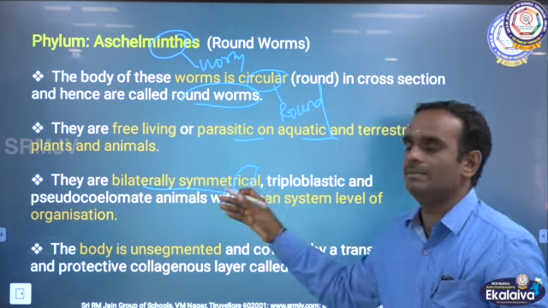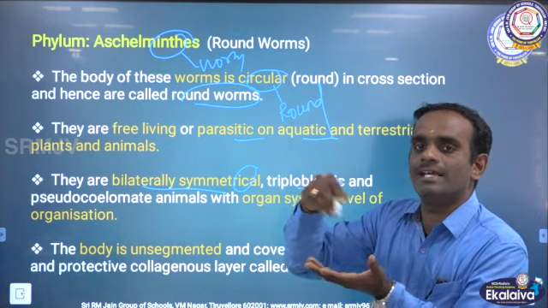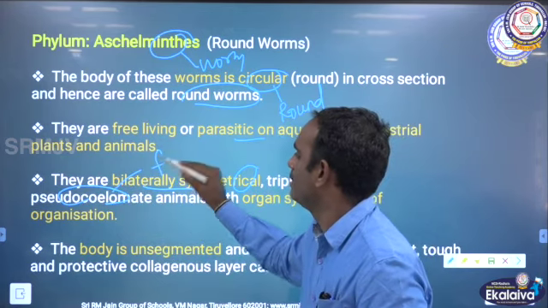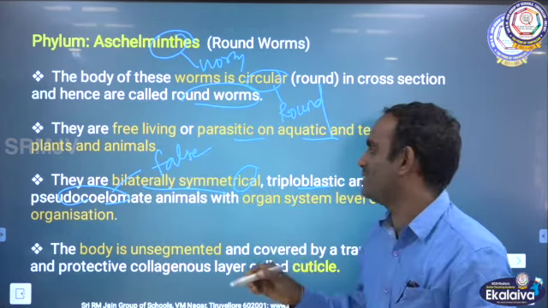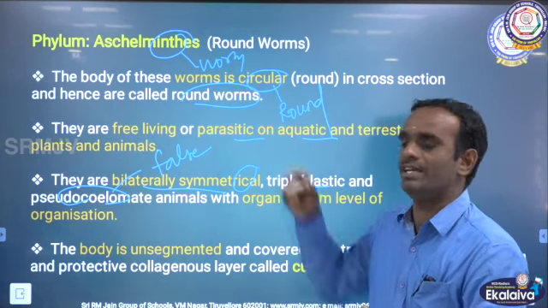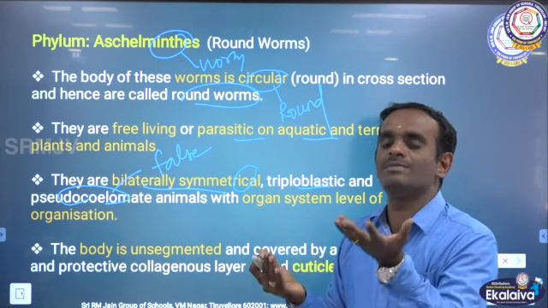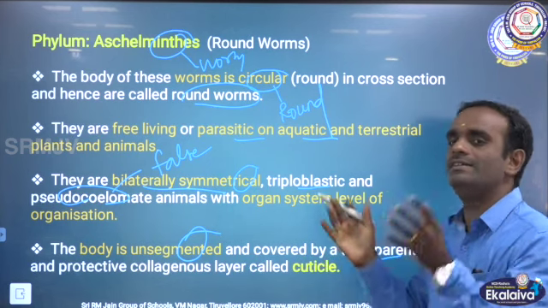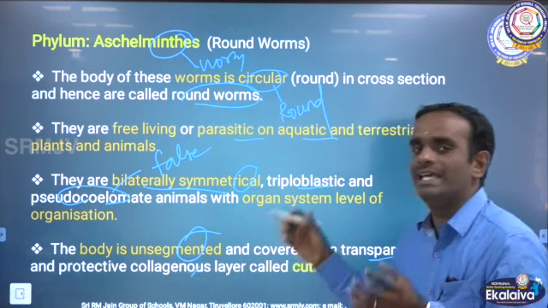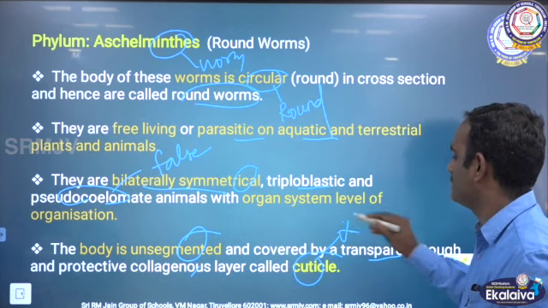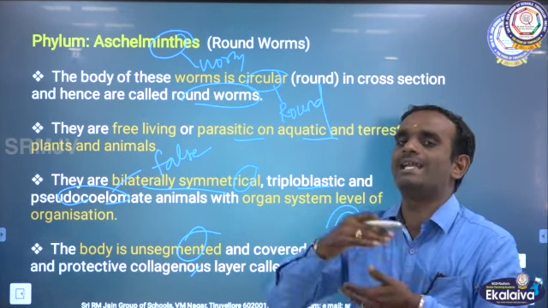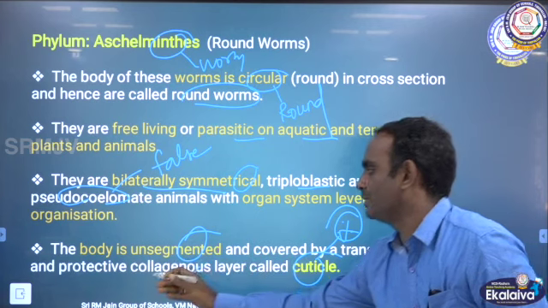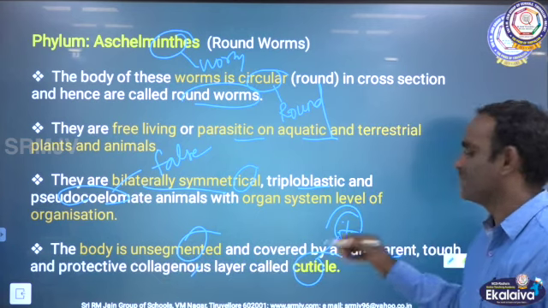So, bilaterally symmetrical, triploblastic, 3 layers, ectoderm, endoderm and mesoderm, and pseudocoelomate. Pseudocoelomate means false coelom, false body cavity with organ system level of organization. The body is unsegmented. The worms cannot have any segment. It is covered by a transparent, tough and protective collagenous layer called the cuticle. It is very important. One more question.